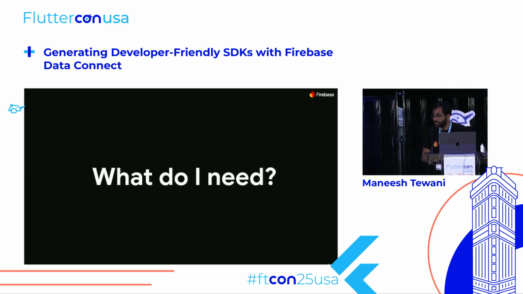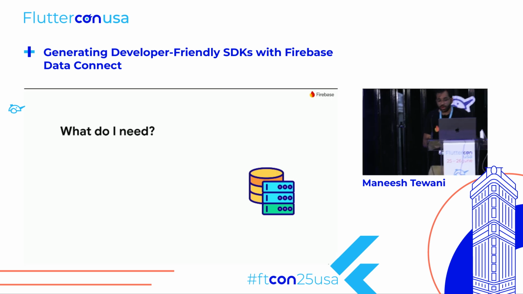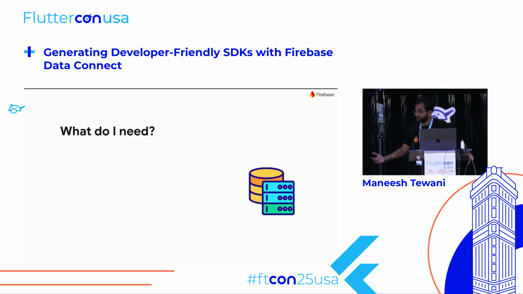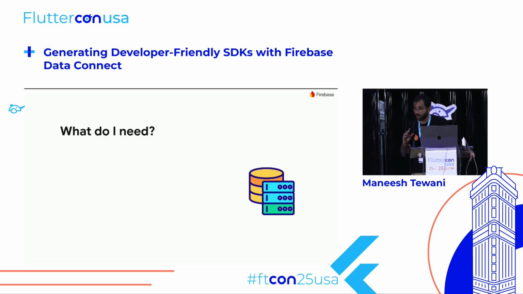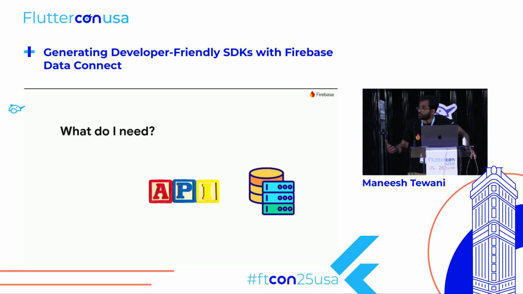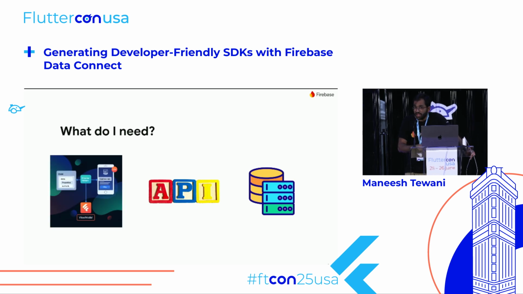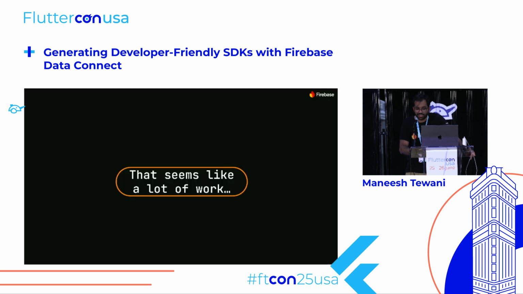So, what kind of things do I need for a to-do app, right? Well, I need some kind of database. I need something to store all of those to-dos. Then I also need to have an API, a way to consume and talk to the database, right? And then I actually need to write my Flutter app, and I need to write models that are translating whatever the server is responding with. And well, that seems like a lot of work.